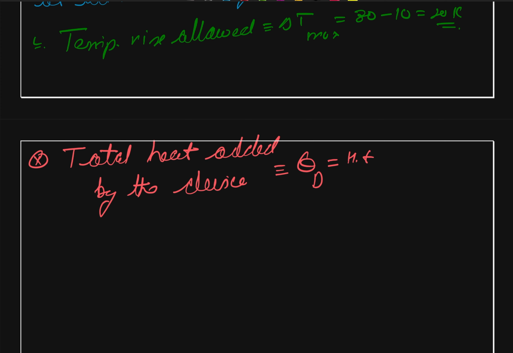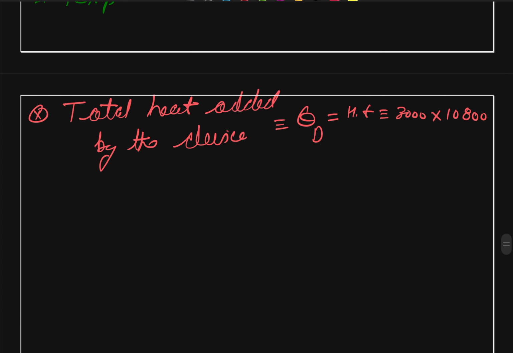we can say this as QD, D stands for device, will be our H multiplied by T. Okay. And H is already given to us, which is 3000, so this comes as 3000 multiplied by 10800, and we get the heat generated by the device, that is QD, will be equal to 32.4 into 10 to the power 6 joules, or we can write this as 32.4 megajoules.